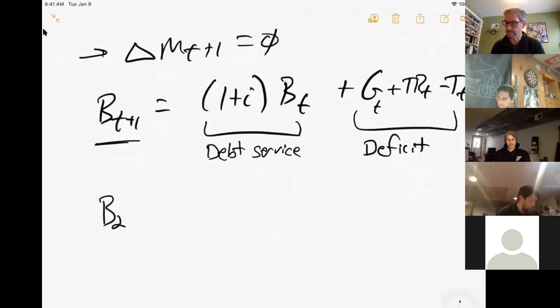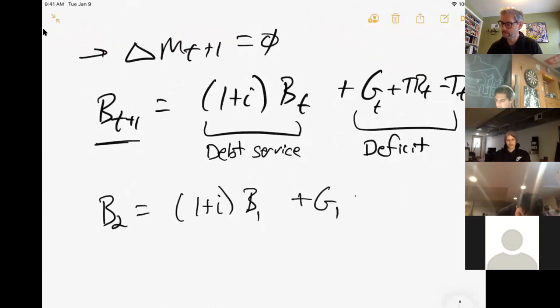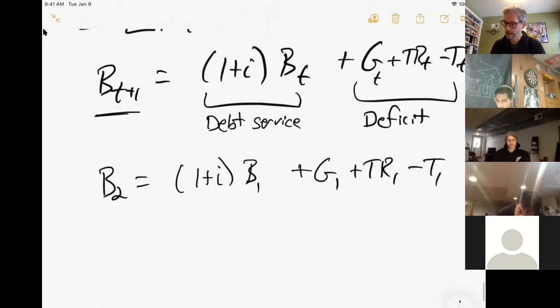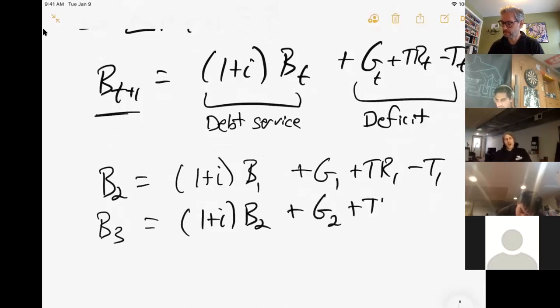So for instance, what's this going to be in period two? It's going to be one plus i times the amount of bonds that you have in period one, plus your deficit in period one. And you can work this forward into period three. What's bonds in period three going to be? It's going to be government spending or government purchases in period two plus transfer payments in period two minus taxes in period two.